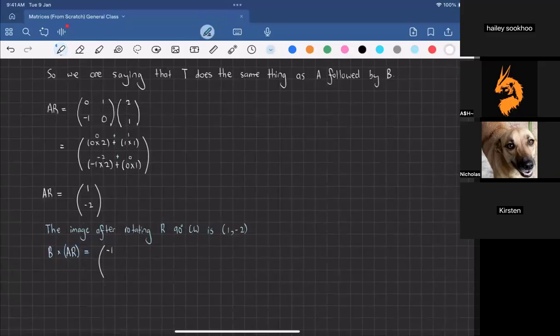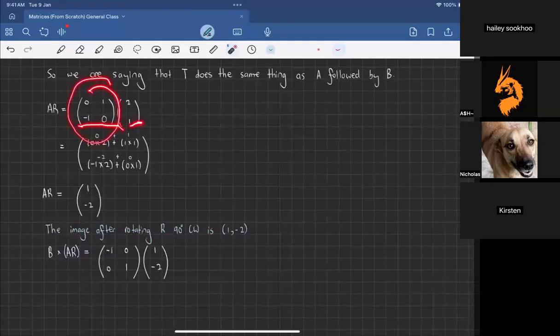-1, 0 on the top row, and 0, 1 on the bottom row. We're going to multiply that by 1 and -2. Let me run through what happened. We multiplied the 2, 1 by this, so we rotated it 90 degrees. Right now we have the shape rotated, and now we're going to reflect it.